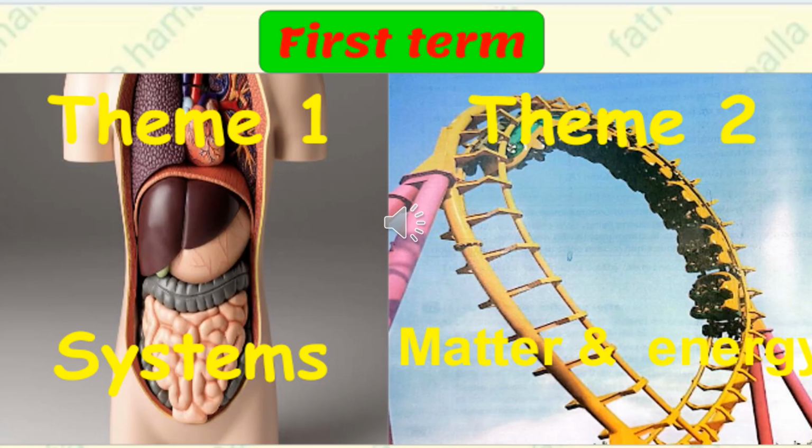In the last video, we said that, just like in the past years in Junior 4 and Junior 5, in the first term, we have two themes. The first theme is called systems, and the second theme is called matter and energy. Let's talk about the first theme.